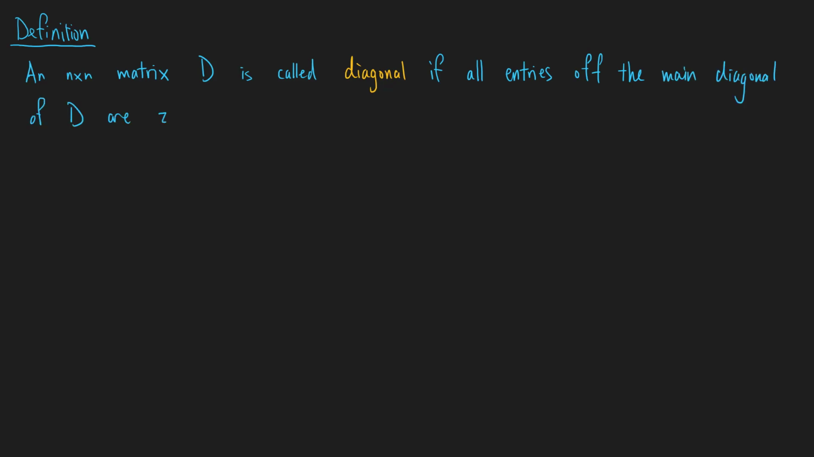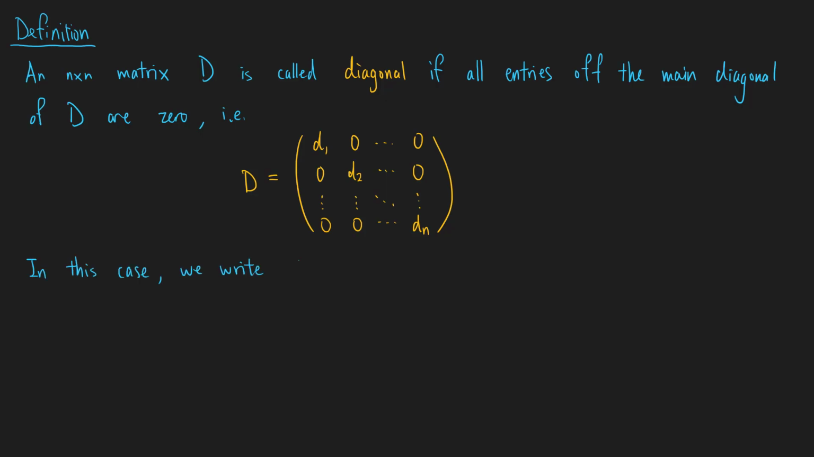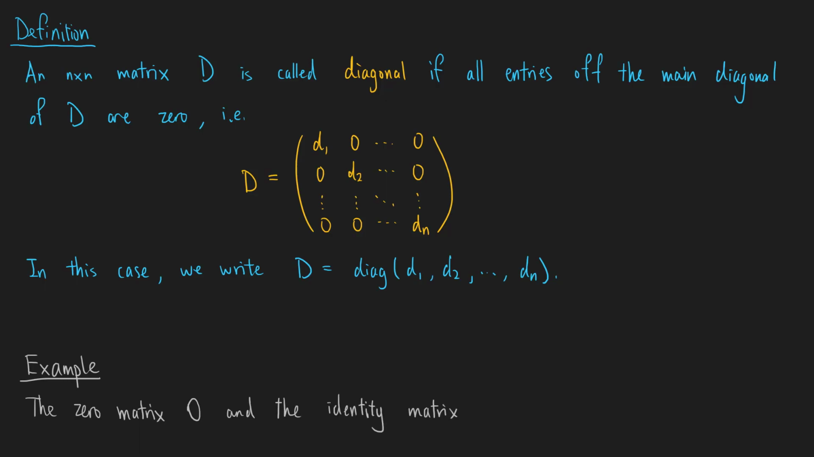The definition of a diagonal matrix is as follows. An n by n matrix D is called diagonal if all entries off the main diagonal of D are 0. In other words, D takes the following form, where the main diagonal entries are d1, d2 up to dn. In this case, we write D equals diag(d1, d2, up to dn). As a quick example, the 0 matrix and the identity matrix are diagonal matrices.